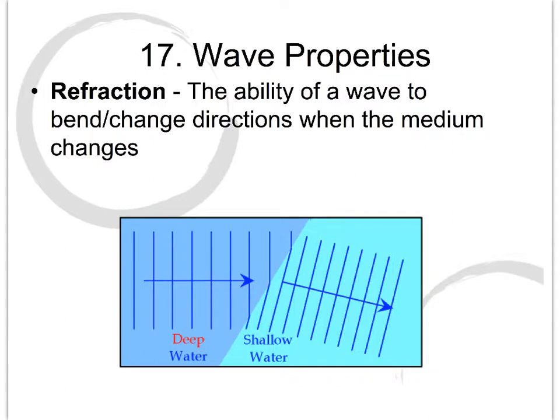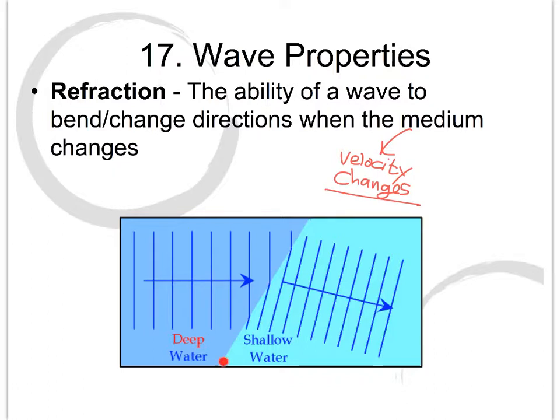We also have refraction. Okay, and this is the ability of a wave to bend or change direction when the medium changes. We know that when the medium changes, we talked about this before, that means the velocity of the wave changes. Okay, and so we see once again these wave fronts going through the water. We go from deep water to shallow water, and so we end up experiencing a change in velocity going from this medium to this medium, and ultimately that changes the direction of our wave.